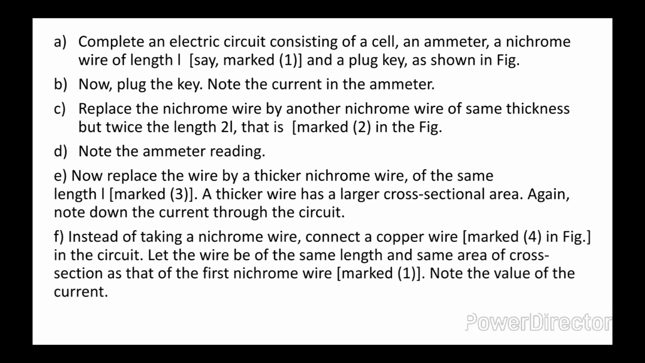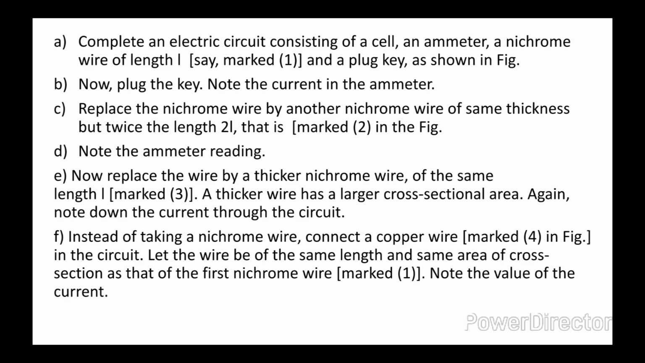And in the next case, instead of taking the nichrome wire, you connect a copper wire of length L. That means if in the first case you have taken 0.5 meters, in the fourth case also you have to take the copper wire of 0.5 meter. You should not vary the length. So connect the copper wire and note down the value of the current.